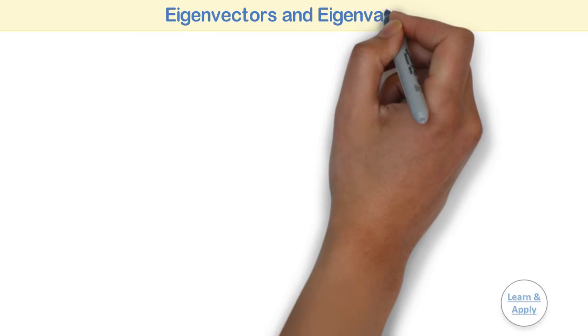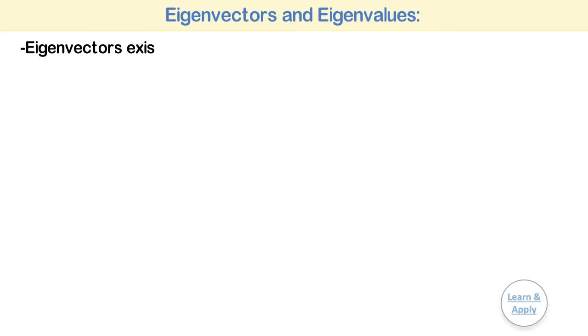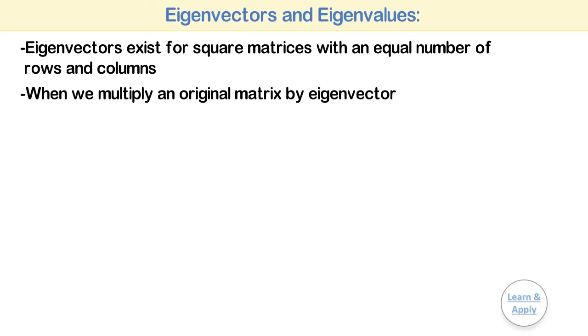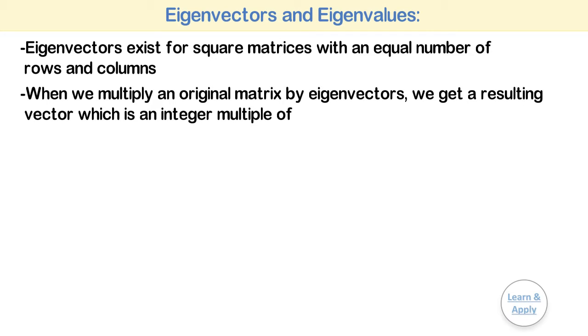Eigenvectors and eigenvalues. Eigenvector exists for square matrices with an equal number of rows and columns, but not all the square matrices have eigenvectors. When we multiply an original matrix by eigenvectors, we get a resulting vector which is an integer multiple of the original vector. Let's understand this concept with examples.